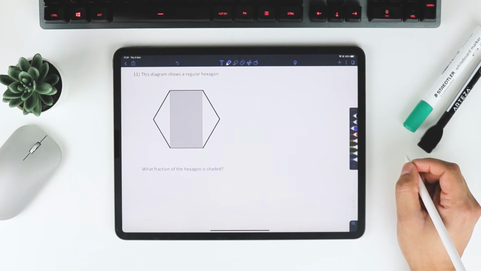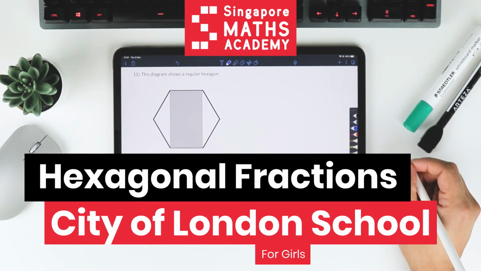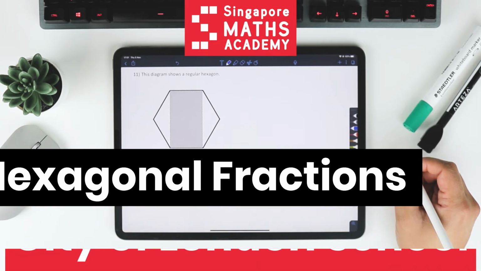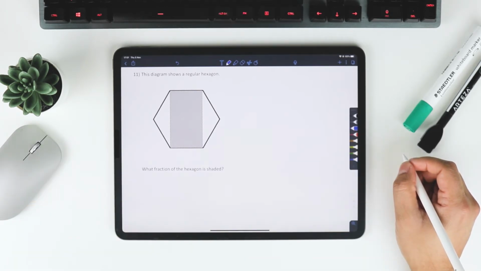What's up, everybody? This is our final question we're going to go through in this second paper from City of London School for Girls. And in this question, it says the diagram shows a regular hexagon. What fraction of the hexagon is shaded? And so with questions like this, what we need to kind of think about are equal parts.